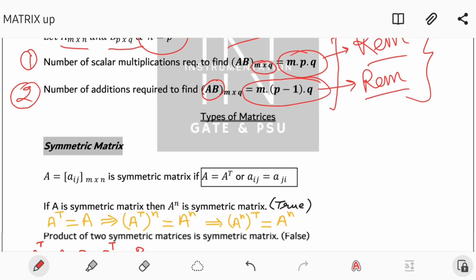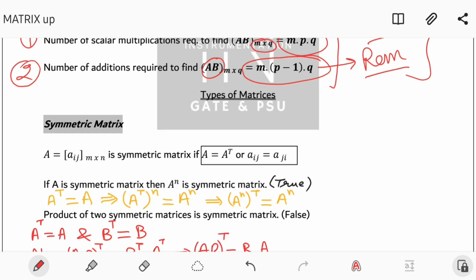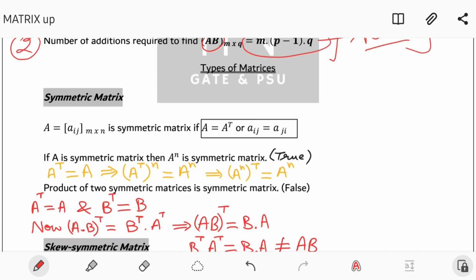The next one is types of matrices. The first is the symmetric matrix. I have followed one pattern when considering all the types of matrices: I have given some information in a box, and whatever is in the box you must remember. The symmetric matrix is a matrix in which A equals A transpose.